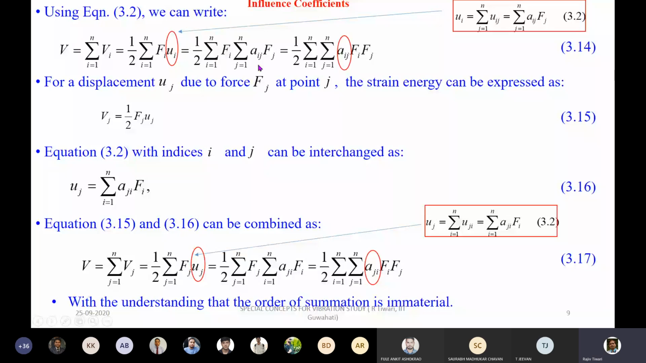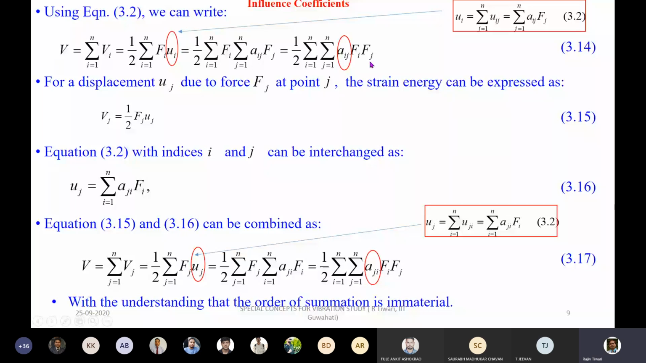So half summation i equal to 1 to n, and Fi is the same. Ui is replaced by summation of j equal to 1 to n, Aij Fj. So this has been substituted. Now Fi can be taken inside because the summation is with respect to j here. So I can write this expression like this. So here the total potential energy can be related with the influence coefficient, the flexibility influence coefficient, like this.